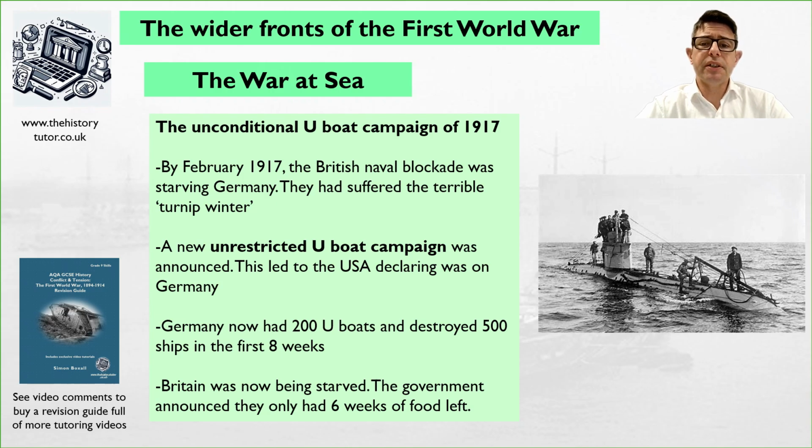By February 1917, the British naval blockade was starving Germany out, and they suffered a terrible winter known as the Turnip Winter of 1916. So a new unrestricted U-boat campaign was announced, and this led to the USA declaring war on Germany, alongside things like the Zimmermann telegram as well, of course. Germany now had 200 U-boats built and destroyed 500 ships in the first 8 weeks.